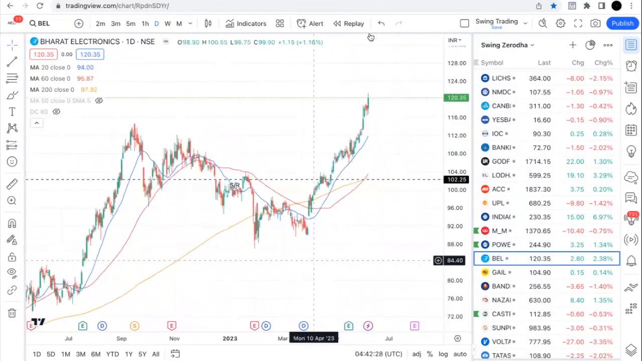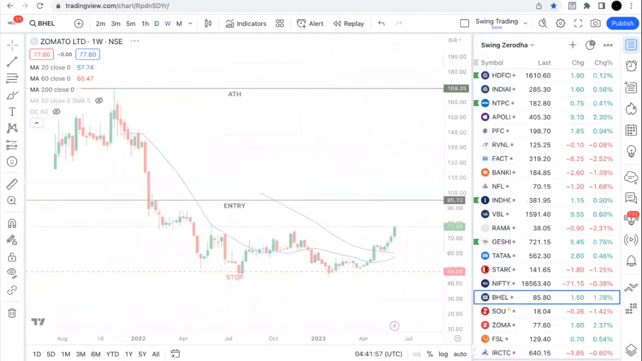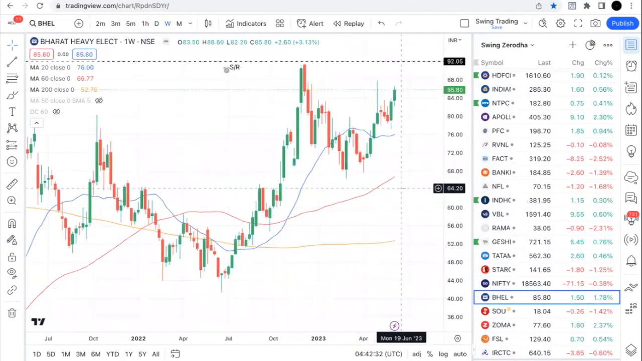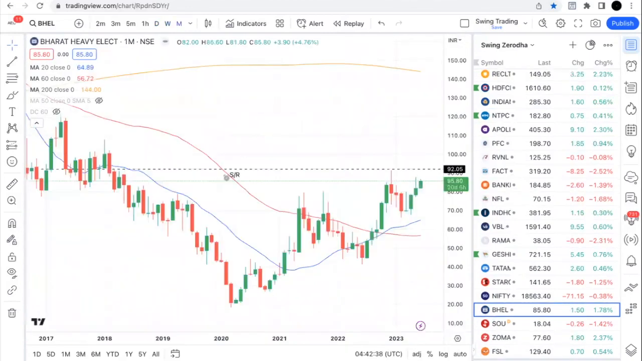So what we do is look at what's happening on the weekly and monthly charts. On the weekly, it looks good: 20 above the 60 and the 60 above the 200. Let's look at what the monthly is doing. See the monthly? You have the 200 on the top. So long term, BHEL has not been trending for months and months at a time. So do you want to take this or not? Well, I'm not taking it.